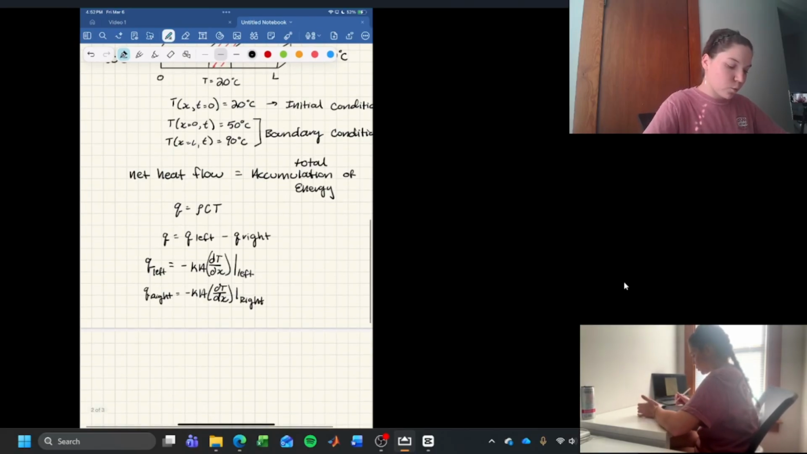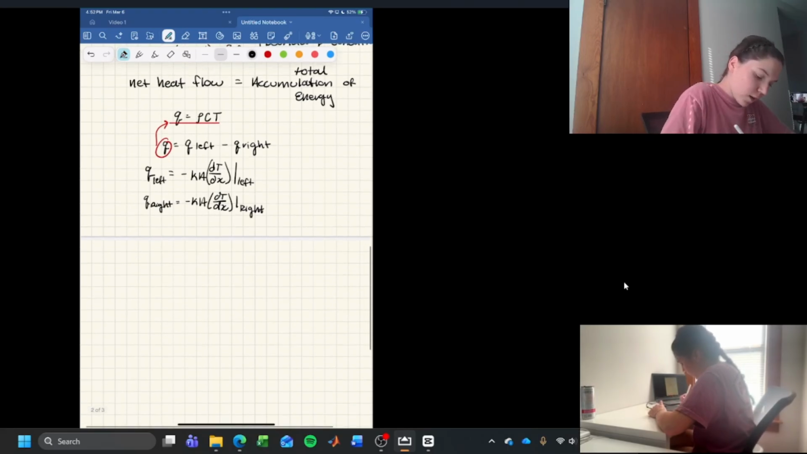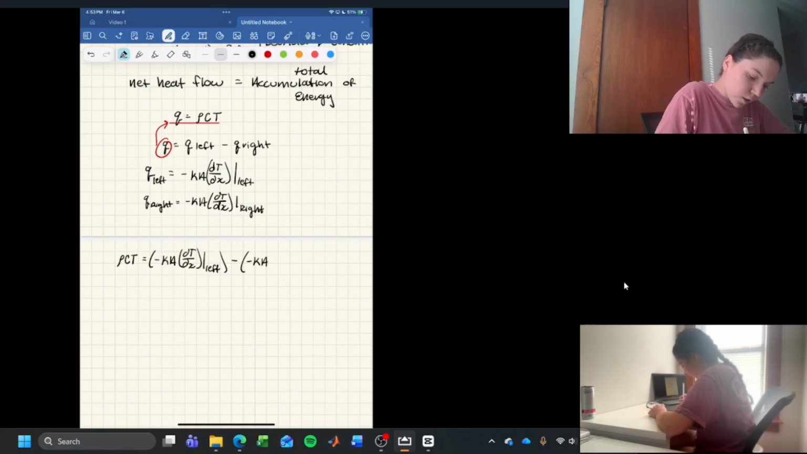Okay, so now we can put all these equations together. So remember that this Q right here is going to be equal to rho C T. So we have density times the heat capacity times temperature is going to be equal to Q left, which we said before was the negative thermal conductivity times area times the change in temperature over the change in position, evaluated from the left, minus the same thing, negative thermal conductivity times the cross-sectional area, change in temperature over change in position, but evaluated from the right.